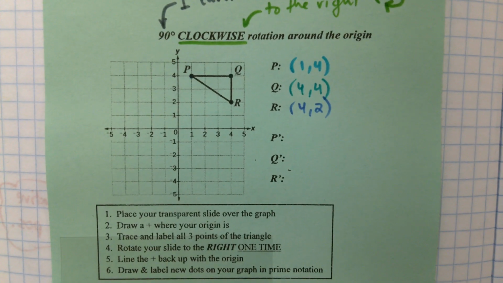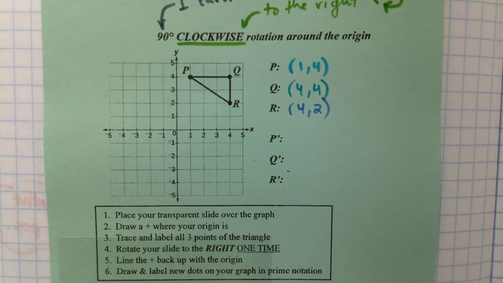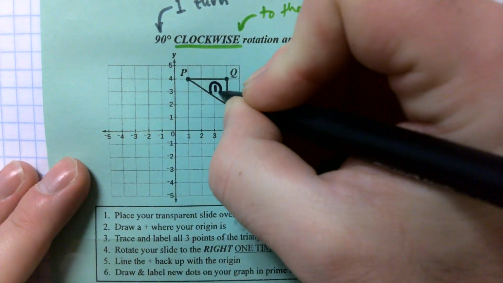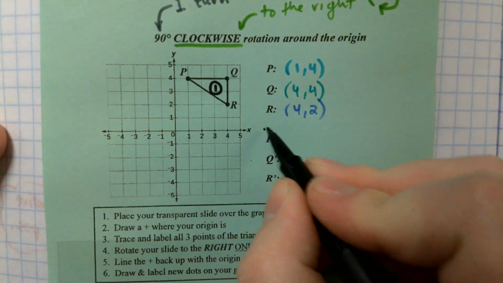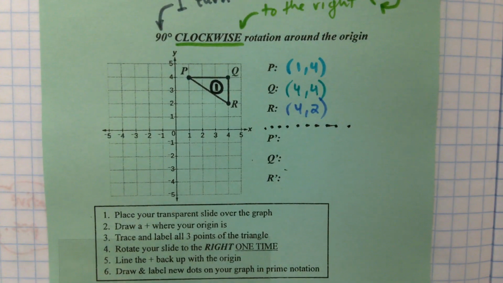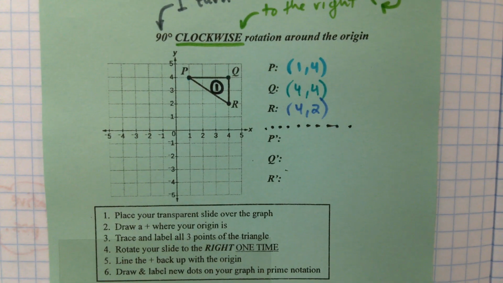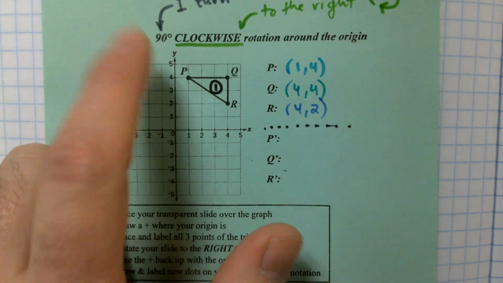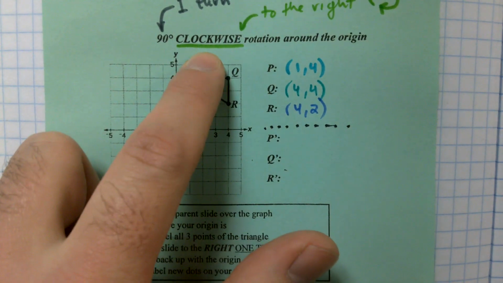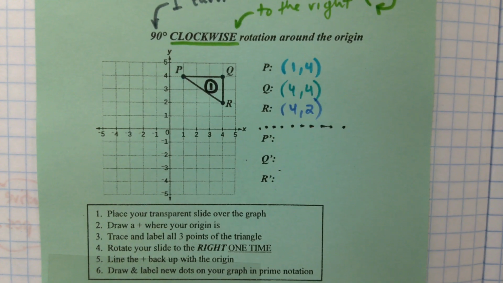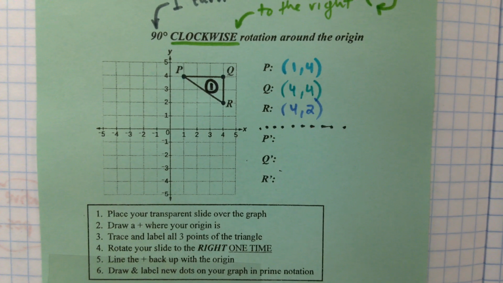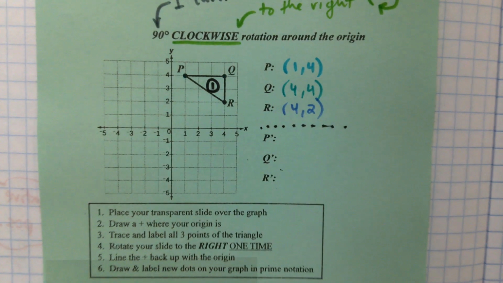Okay. What am I going to slap in the middle of PQR? A 1. Because PQR is my pre-image. Okay. So my directions say I'm going to rotate this shape 90 degrees clockwise around the origin. Where's the origin? In the middle. What are the coordinates of the origin again, everyone? 0, 0. Okay, that's this little guy right here.